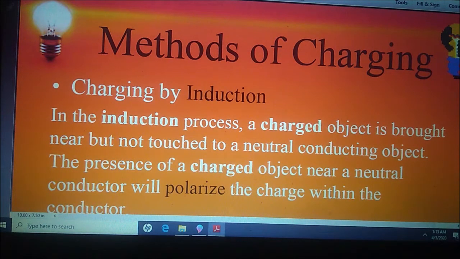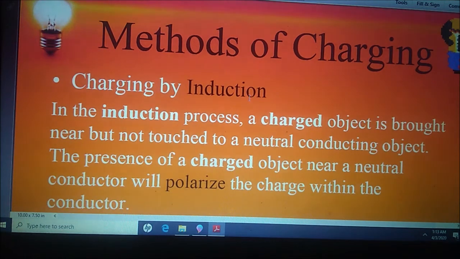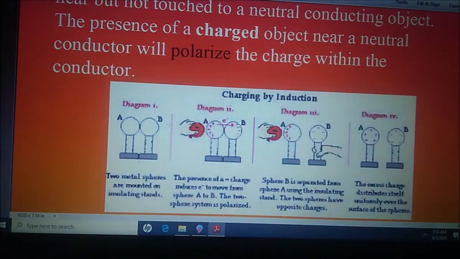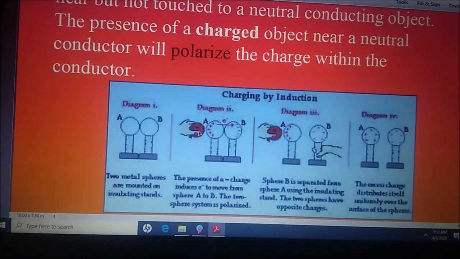The second method is charging by induction, as you can see here. Induction means to induce something without being in physical contact. So here is the process, as you can see in the diagrams. In the first diagram you see two uncharged bodies, A and B. What we are doing is bringing a charged body. This red color body is a charged body.